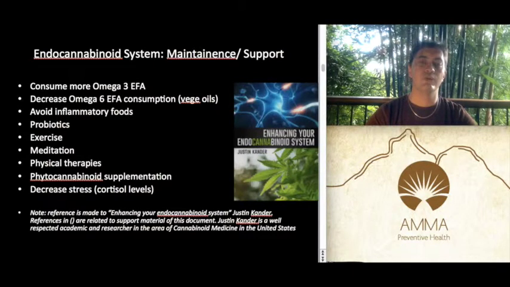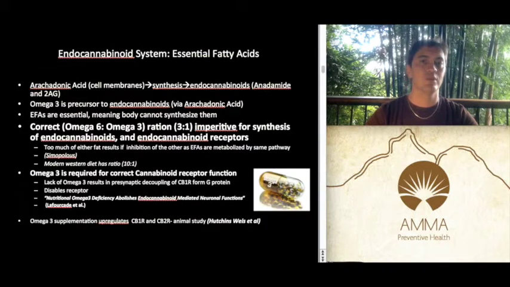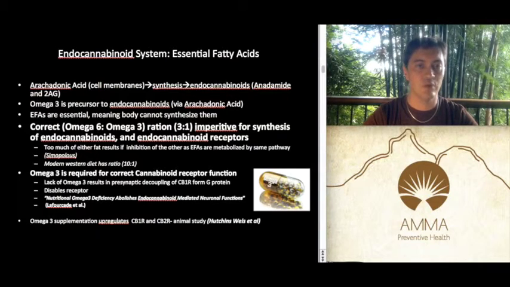A lot of the references here are coming from Enhancing Your Endocannabinoid System by Justin Kander, who's a respected cannabinoid clinician based in California, America. So arachidonic acid is the precursor of our endocannabinoids. So as I said, we need omega-3 to support this metabolic chain. And the correct ratio of omega-6 to omega-3 oils is imperative as well. So the correct ratio here is 3:1.